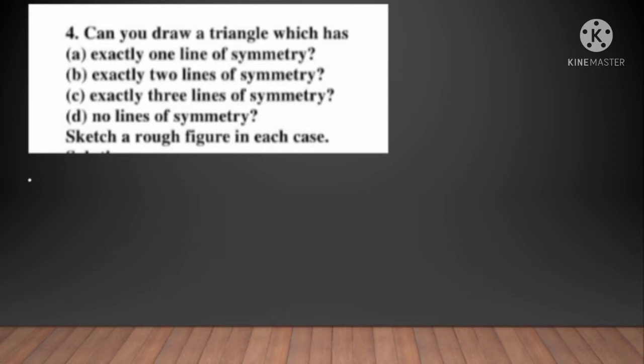Okay, so let us see the first condition, that is first subdivision, exactly one line of symmetry. So we have to draw a triangle with only one line of symmetry. So can we draw a triangle with one line of symmetry?